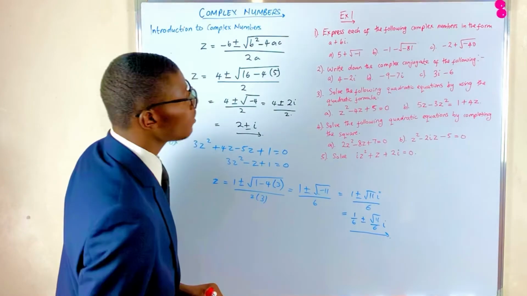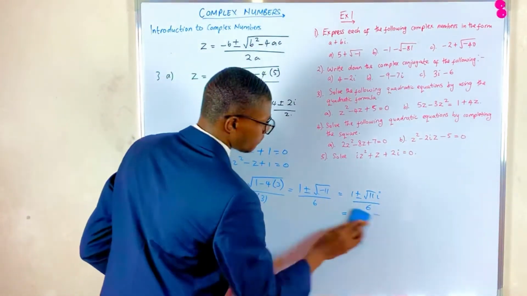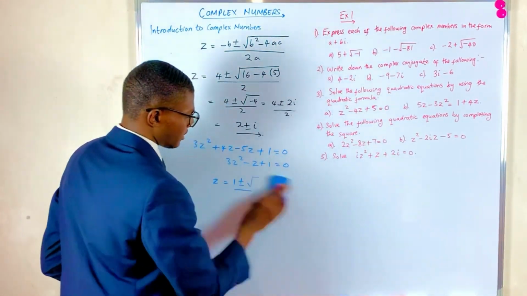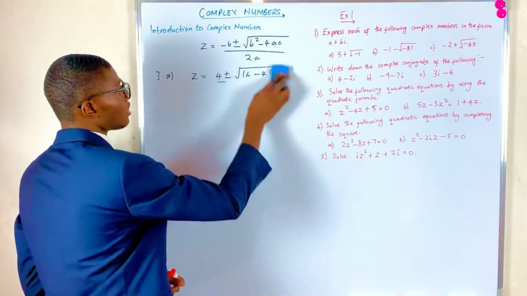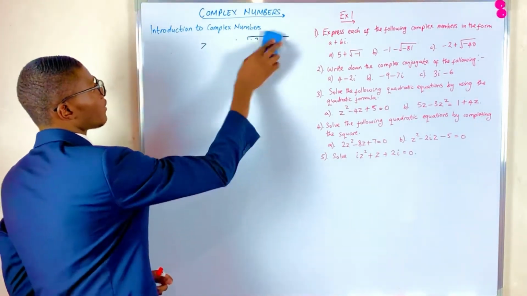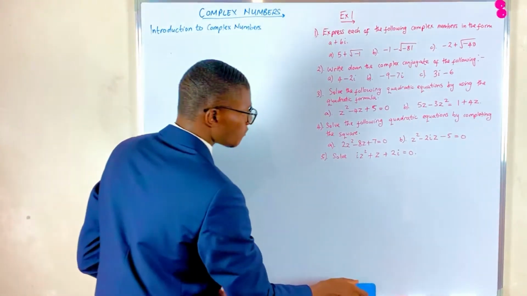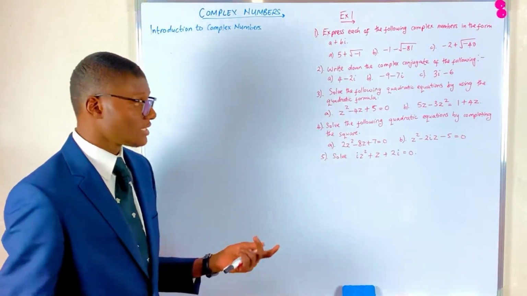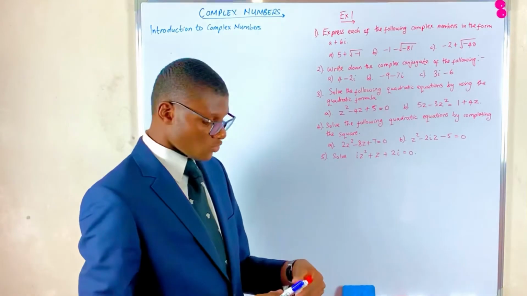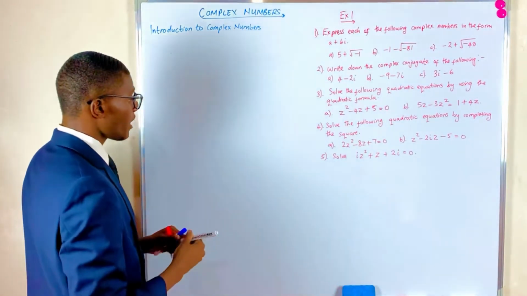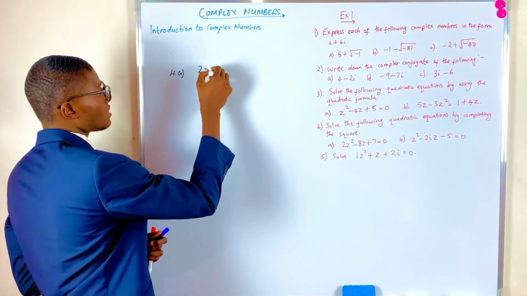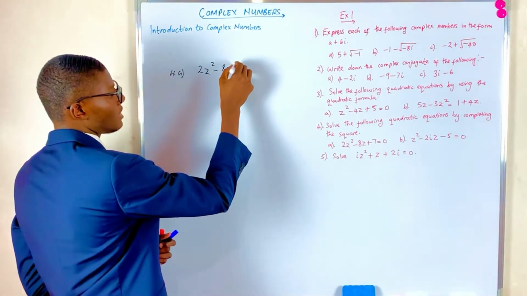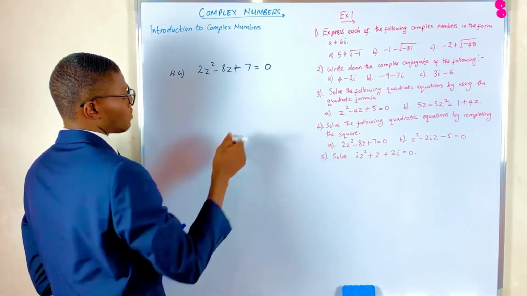Then now we shall move on to number 4. Number 4 says solve the following quadratic equations by completing the square. So by completing the square, for 4a we've got 2z squared minus 8z plus 7 being equal to 0.